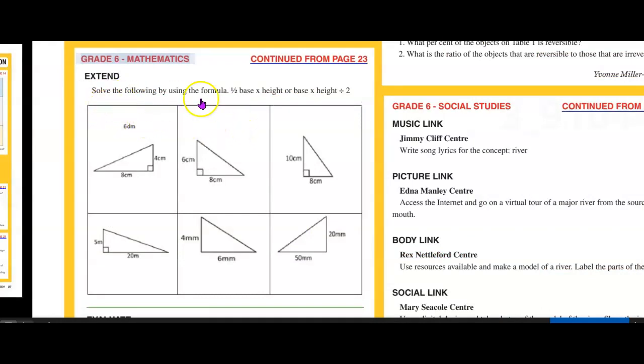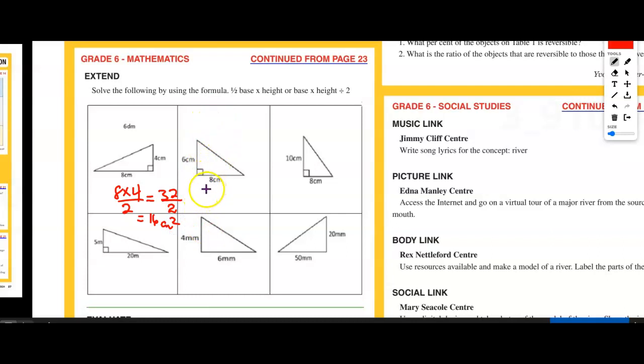It says solve the following by using the formula half base times height or base times height divided by 2. So I'm going to use base times height divided by 2. For this one, we would have 8 times 4 all over 2. And this would be 8 4s is 32. So this is 32 divided by 2, and that would give us 16. And this would be 16 square centimeters.